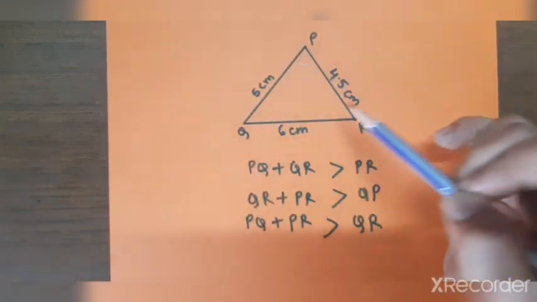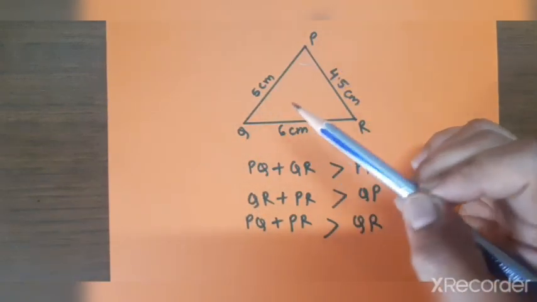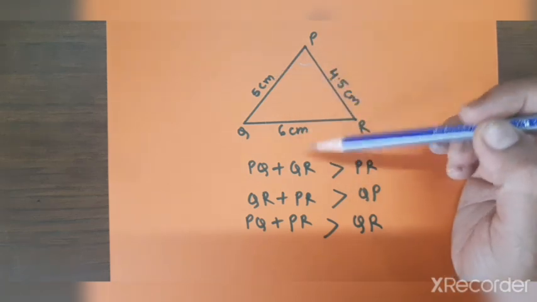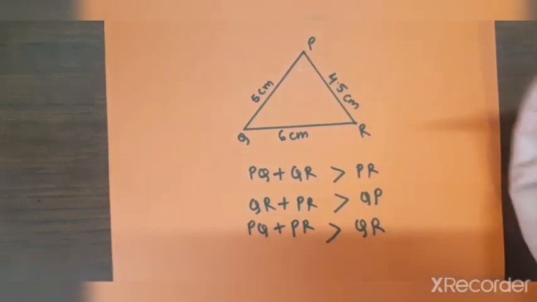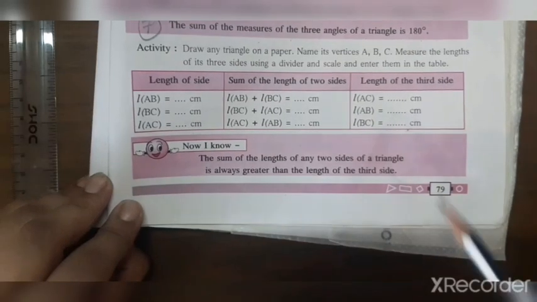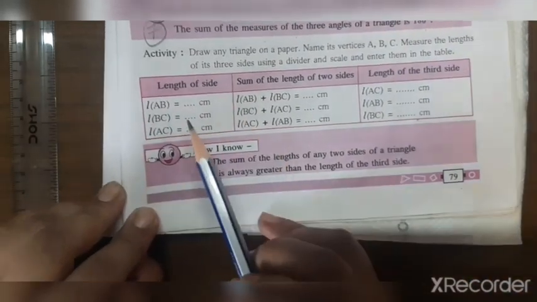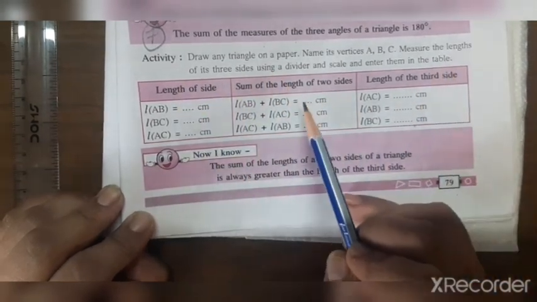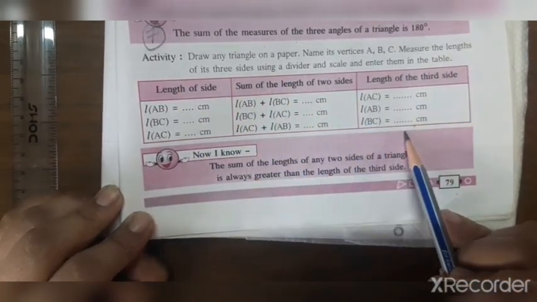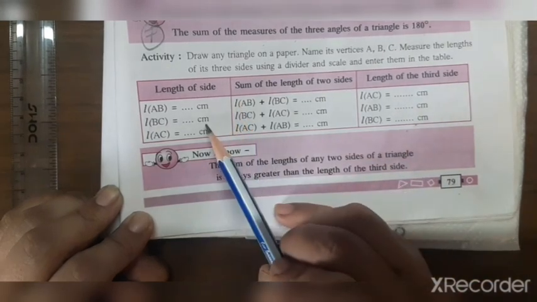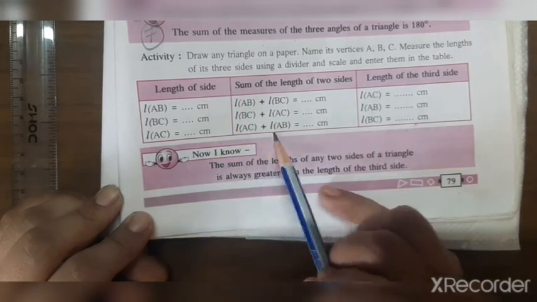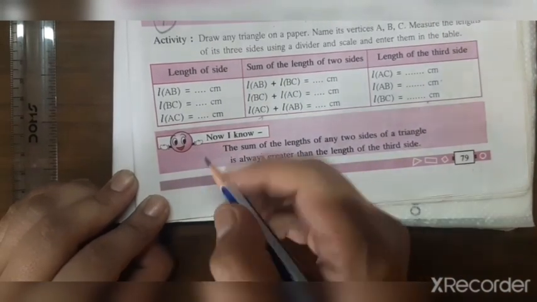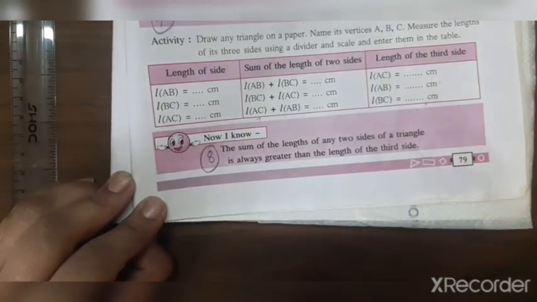So in order to form a triangle, there is a very important thing: the sum of two sides of a triangle has to be greater than the third side. In the textbook on page number 79, the activity of drawing a triangle is given, just what I explained. You perform this activity and you will come to know that when you take the addition of any two sides, it is always greater than the third side. And therefore this is a very important eighth statement.